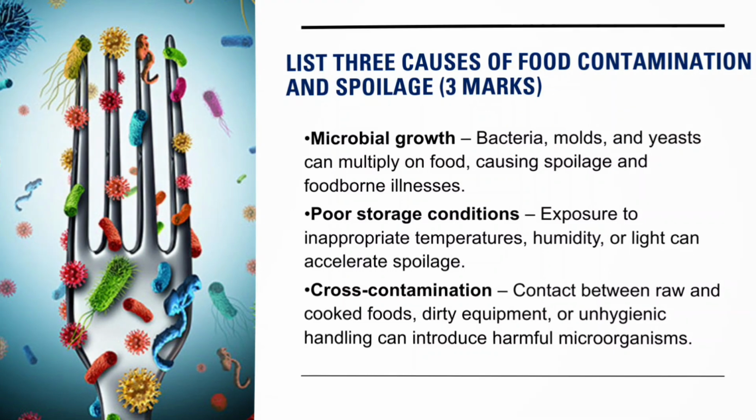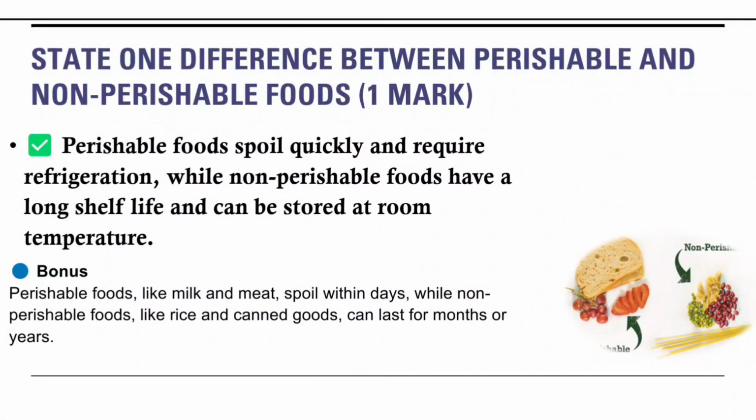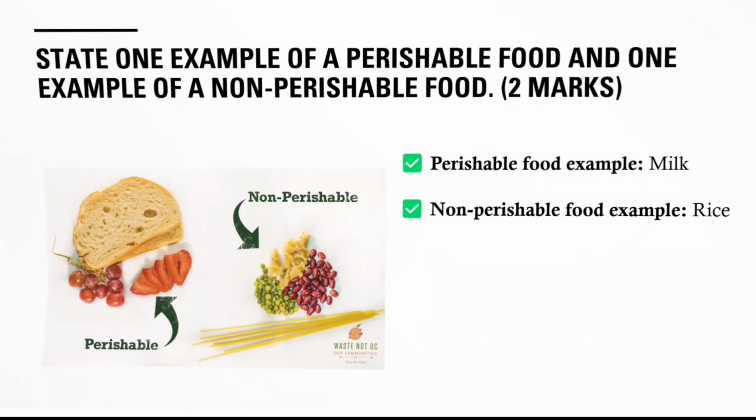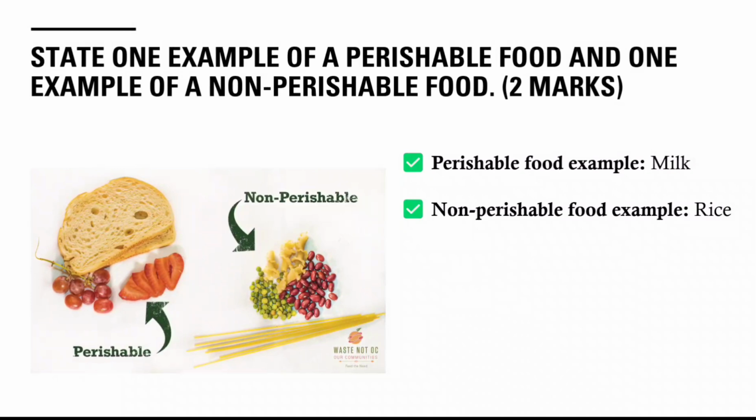All right, next part, state one difference between perishable and non-perishable foods. 1 mark. Now, perishable foods spoil quickly and require refrigeration, while non-perishable foods have a long shelf life and can be stored at room temperature. Next part, state one example of perishable food and one example of non-perishable food. 2 marks. So an example of perishable food is milk, and an example of non-perishable food there, guys, is rice.